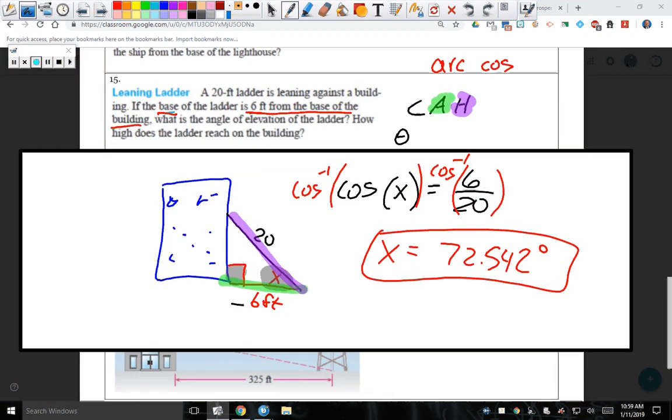Okay, so that's just the first question. What is the angle? That's just the first question. How high does the ladder reach on the building? We want to know how high would this be right here. Y'all with me? Okay. So, you have a choice.